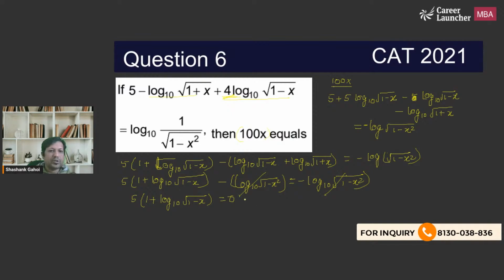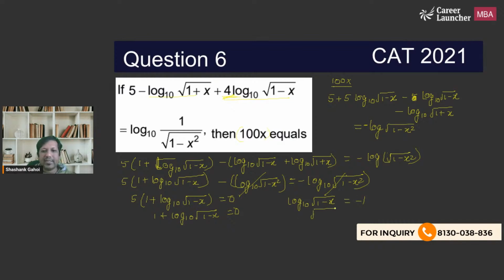Okay, so what did I do? I didn't do anything. I just kept on writing whatever I was getting. In log, you just keep on writing, and you are going to end up somewhere. So log base 10 1 minus x is equal to 0. 5 goes to the other side as division and it becomes 0. So I can say log base 10 root of 1 minus x is equal to minus 1.